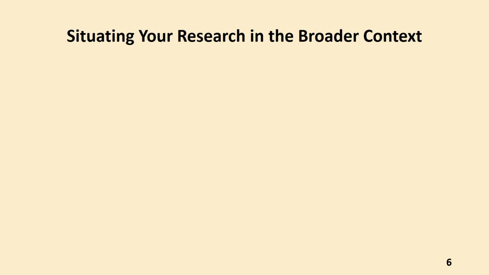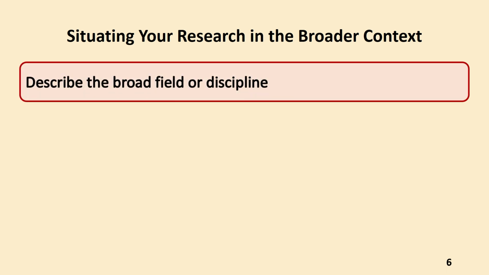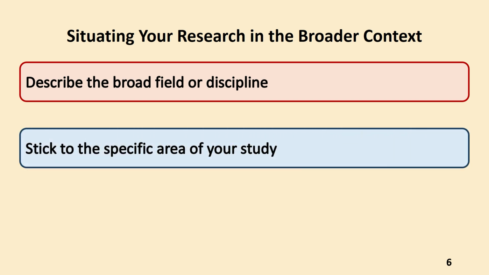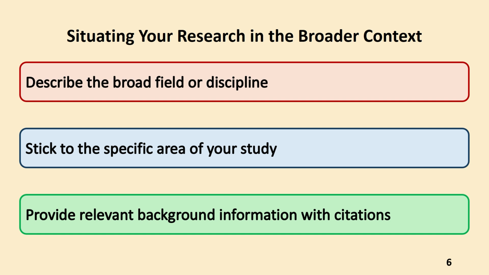Situating your research in the broader context. Describe the broad field or discipline. Stick to the specific area of your study. Provide relevant background information with citation. These three things are very interesting and very important, in how you place your research into the broader context.